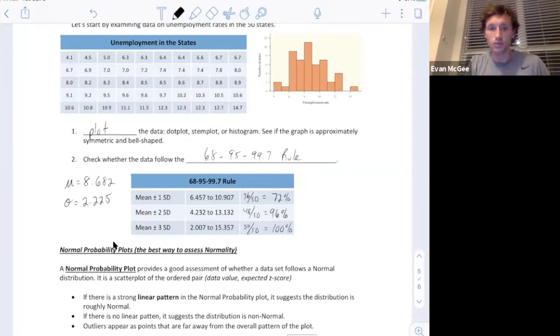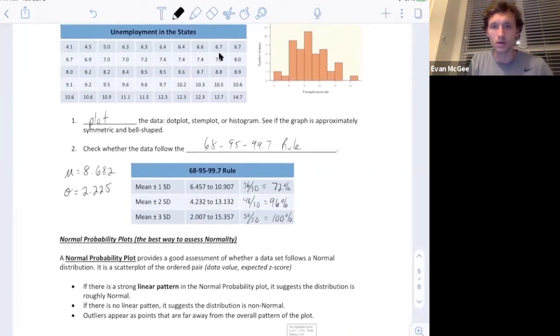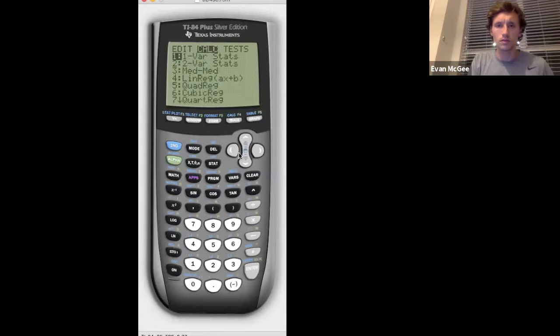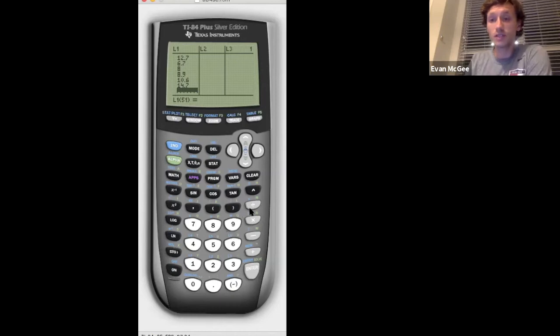The best way is what's called a normal probability plot. A normal probability plot is very simple, except you're going to have to type in all of the data. So I'm going to type all of this in list 1 in my calculator, and then I will show you how to find the normal probability plot. Okay, so I finished typing all of these 50 states' unemployment rates into list 1.